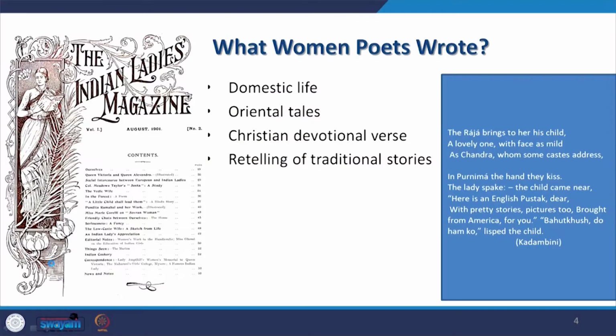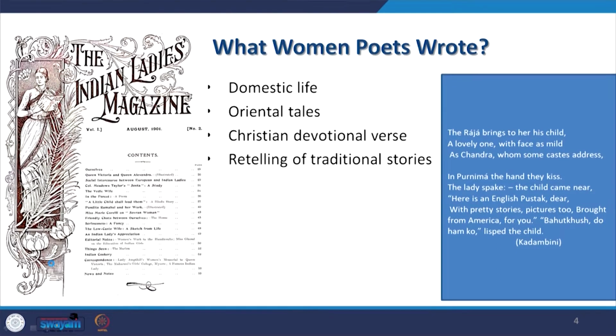feel comfortable calling herself a British woman, how she writes: The Raja brings to her child a lovely one with face as mild as Chandra, whom some castes address. In Purnima the hand they kiss, the lady spake, the child came near. Here is an English pustak dear, with pretty stories, pictures too, brought from America for you. Bahut khush, do humko, lives the child.